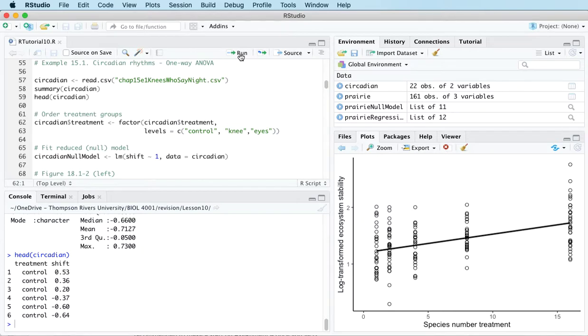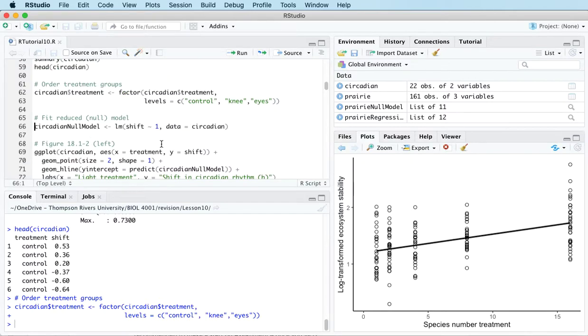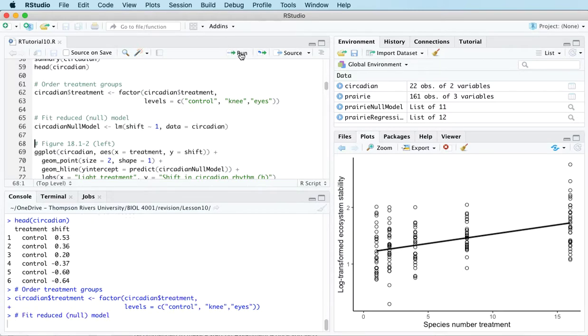and we have a predictor variable, a treatment variable that has 3 levels, and so I'm going to turn it into a factor so that I can order the levels as control and then knee and then eyes. And then, just as in the last video, I'm going to first fit a null or reduced model, and same kind of thing as before. I've got my response variable here, and then on the right hand side of the tilde I'm specifying no predictor variables. I'm just specifying one, which means all I'm going to do is fit an intercept term to the model.